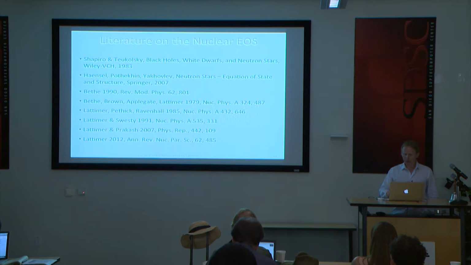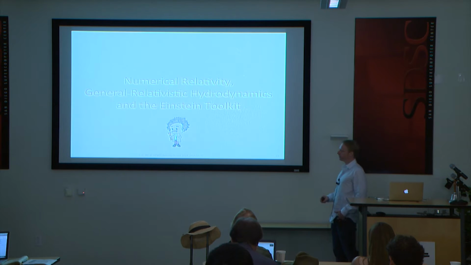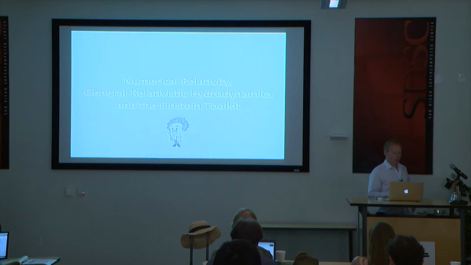But now I get to the second part of my talk, and I'm almost running into my question time, but I really need to go through this because you'll be using the Einstein Toolkit this afternoon to model the merger of two neutron stars. So for that we need to have numerical relativity.